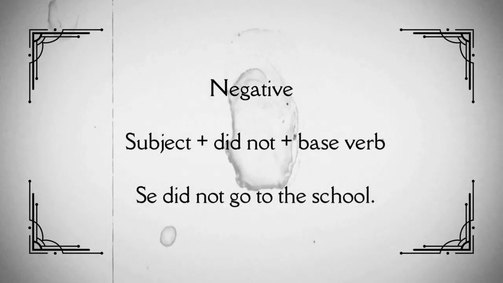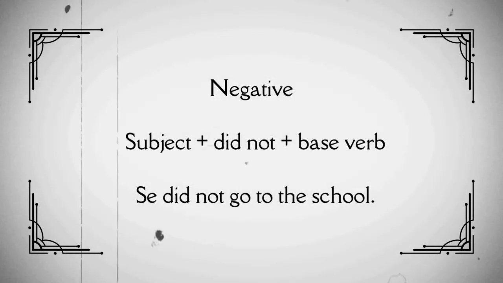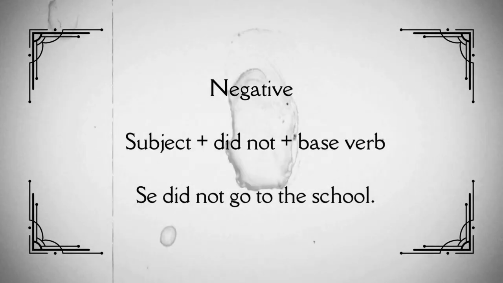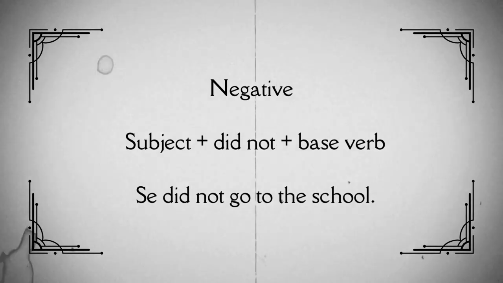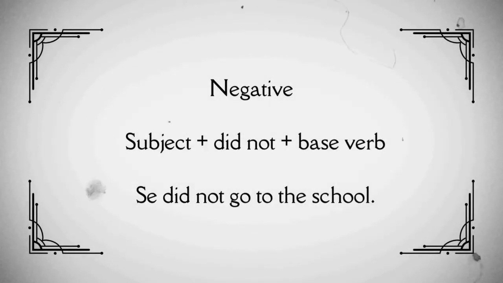Later, we find the negative. The formula is subject plus did not or didn't plus the base verb, also called the infinitive without the to. Example, she did not go to the school, or she didn't go to the school.